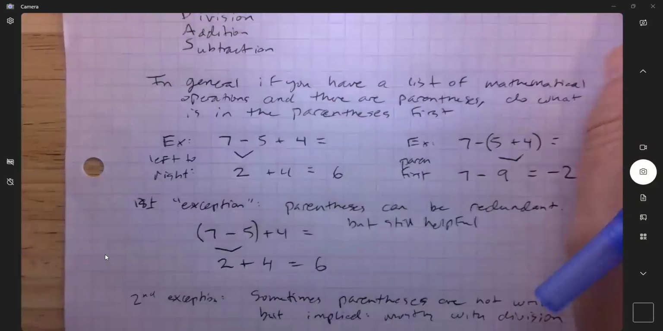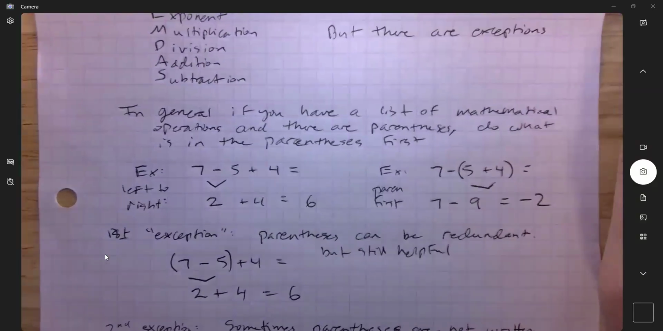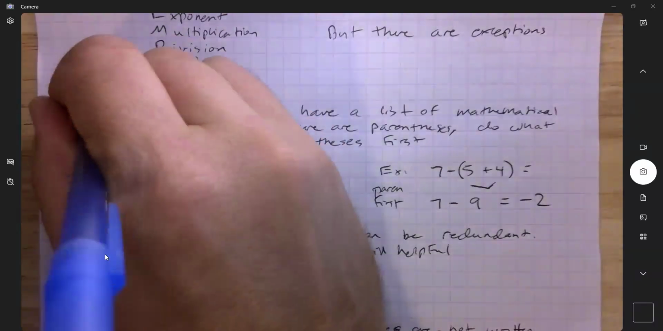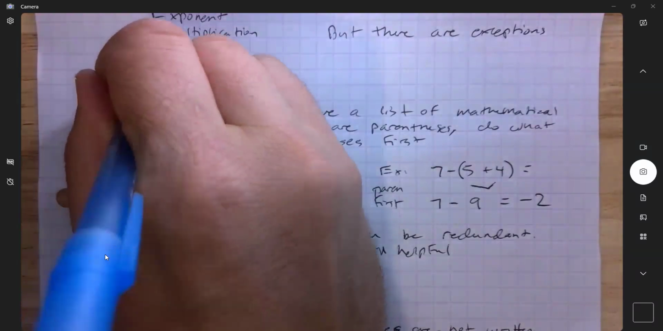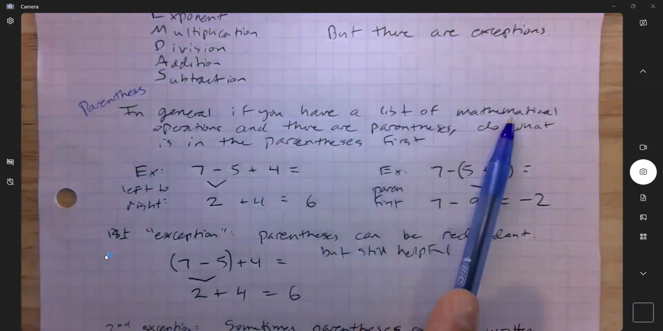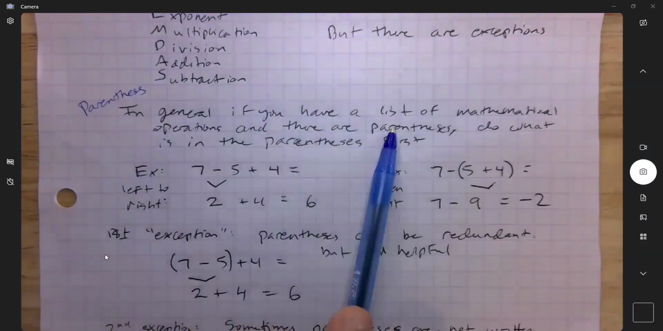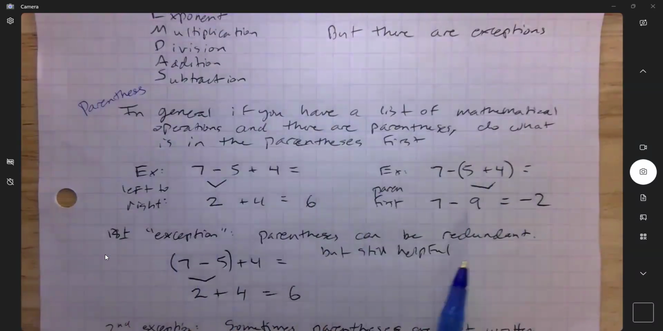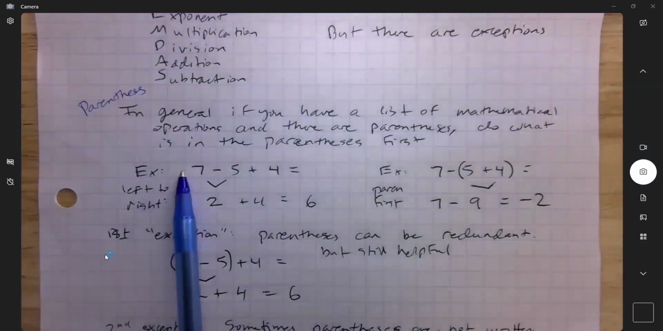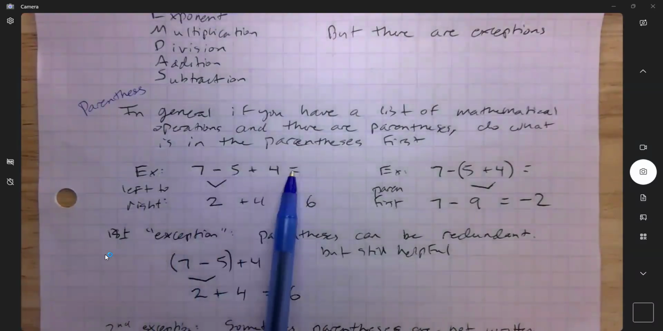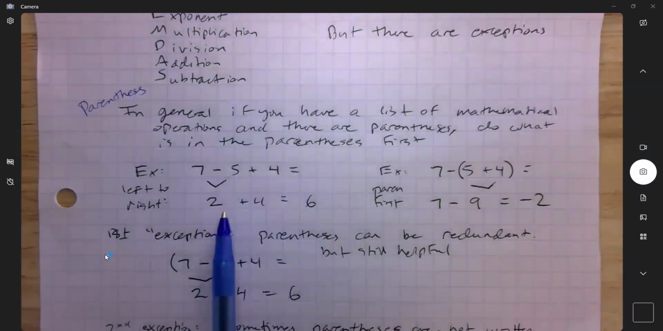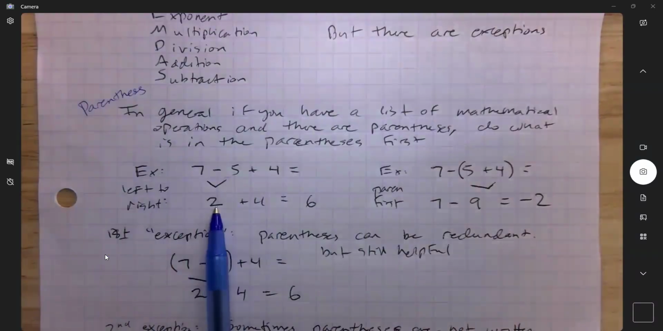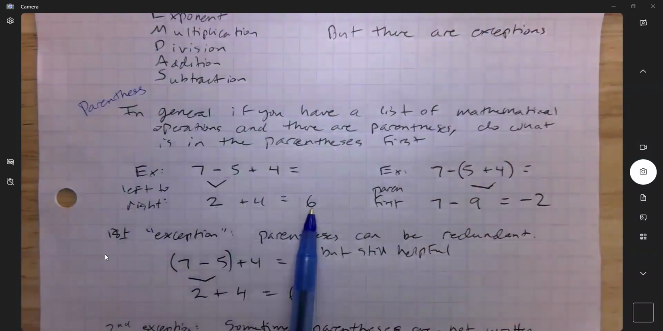Before we get to PEMDAS, in general, actually, sorry, this is parentheses, so it's right when we get to PEMDAS. In general, if you have a list of mathematical operations and there are parentheses, do what is in the parentheses first. I have two examples. I have 7 minus 5 plus 4. If there are no parentheses, I work left to right. So first I do 7 minus 5, which is 2, and then I add 4, and I get 6.